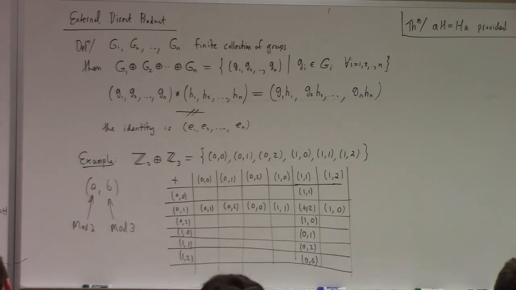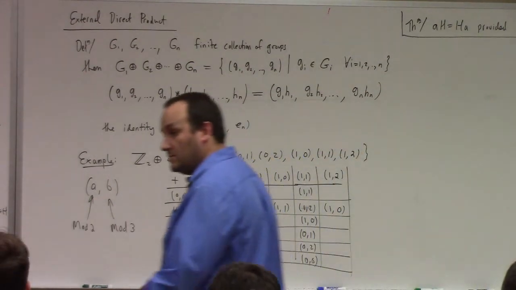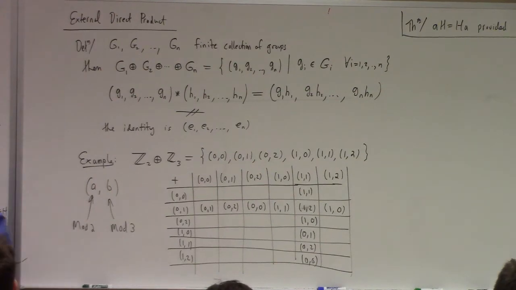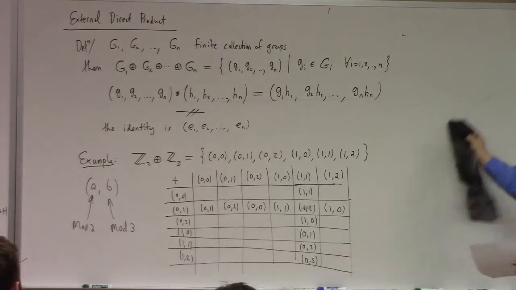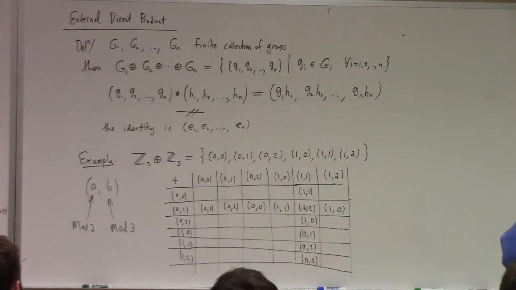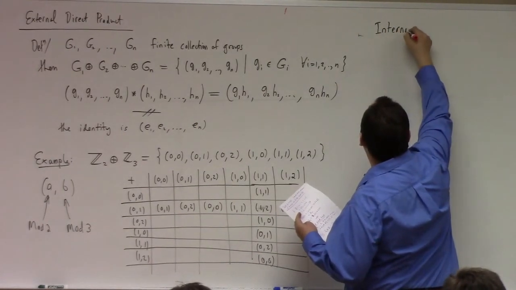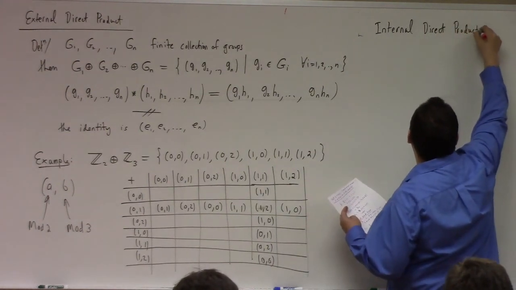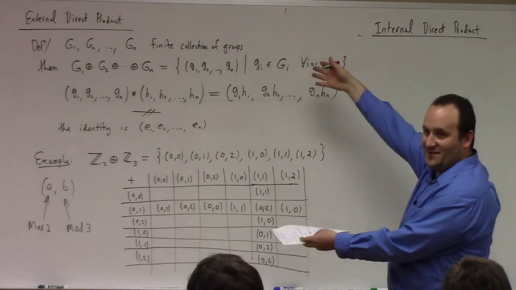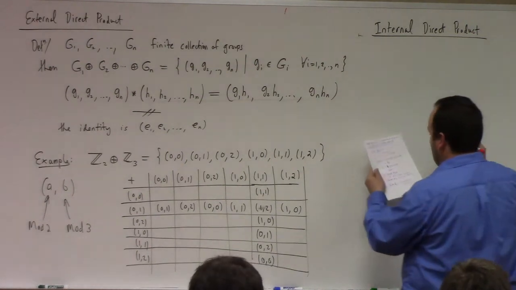Okay. There's something else, though. There's something called an internal direct product. The internal direct product. Oh, and by the way, I just showed you how to multiply groups, if you're wondering. This is how you do it. You have two groups, you can put them together and make a new group, the direct product, just like that. Easy peasy.